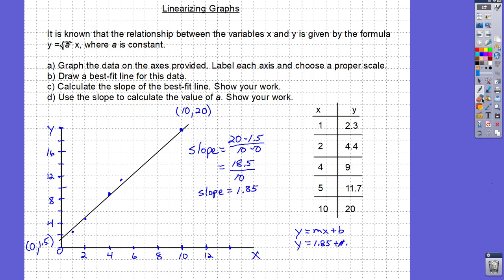Let's see if I can get my eraser here. There we go. So that's 1.85x plus 1.5.